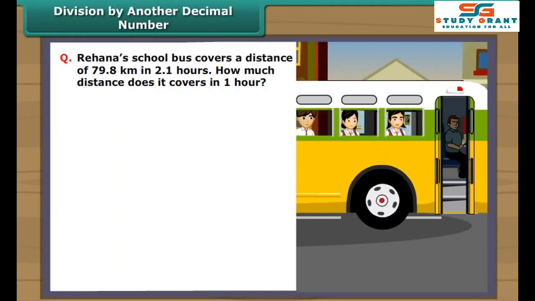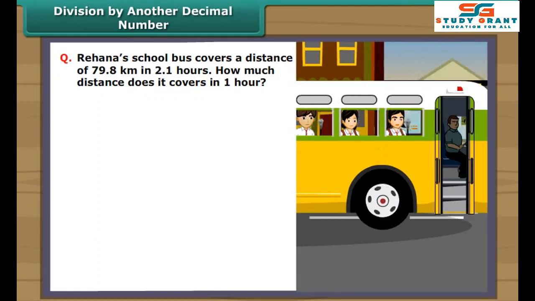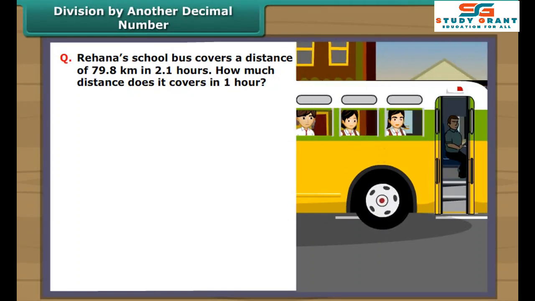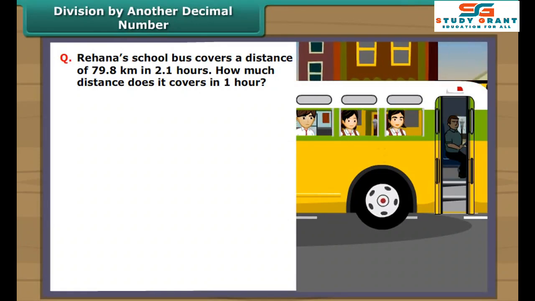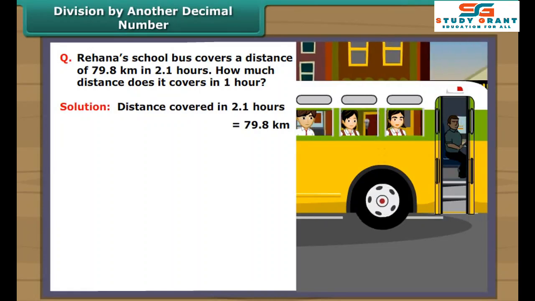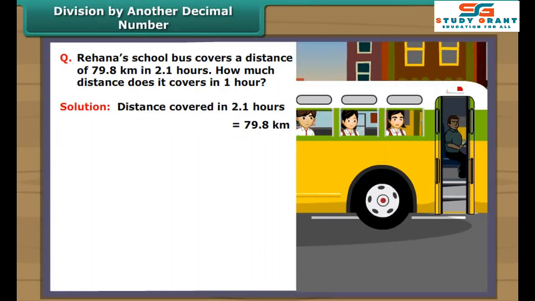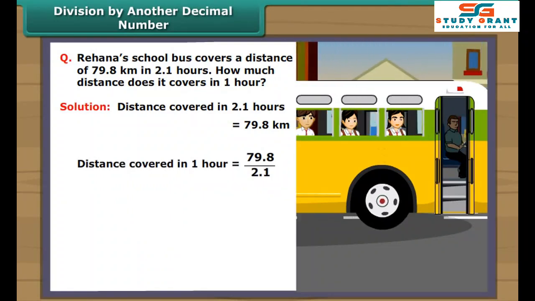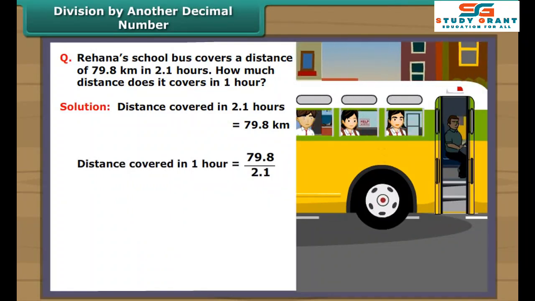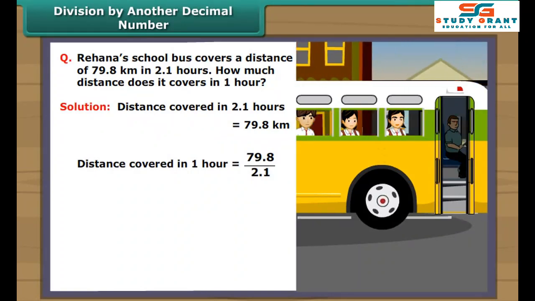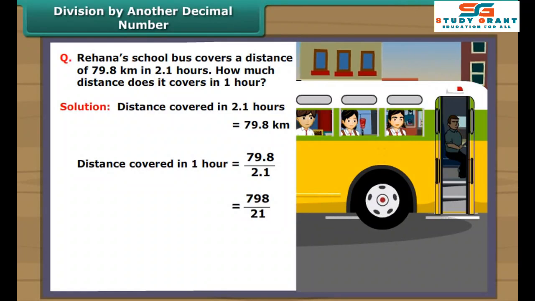We observe that the decimal point was shifted to the right by 1 place in 15.5 to make it 155. So, there was a shift of 1 decimal point to the right in 0.5 also to make it 5. Thus, we can write 15.5 divided by 0.5 as 155 divided by 5, which gives 31 as the answer. Let us practice a question based on this.